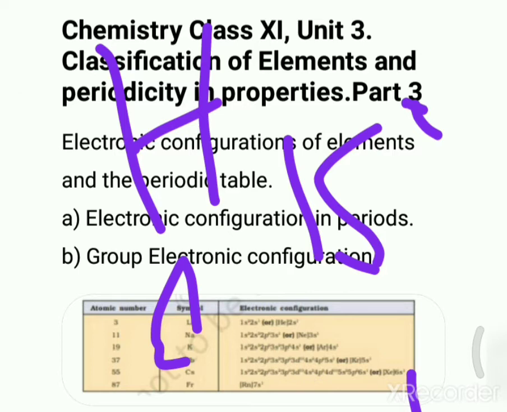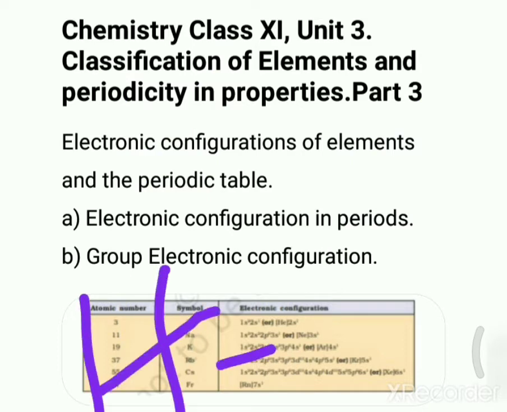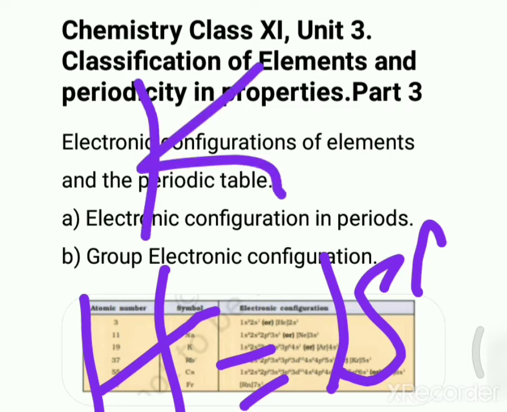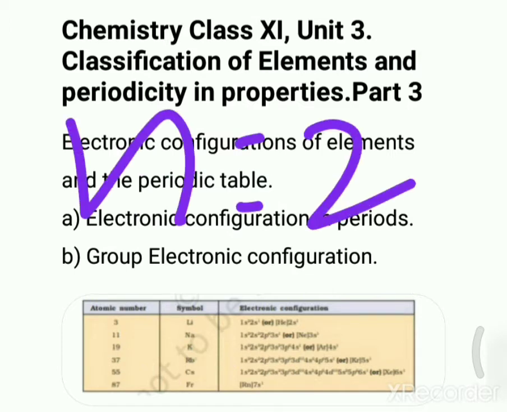The hydrogen electronic configuration is 1s1. In the same way for helium, the electronic configuration is 1s2. When the first shell K is completed, the first period ends. Next, the second period, where n is equal to 2.